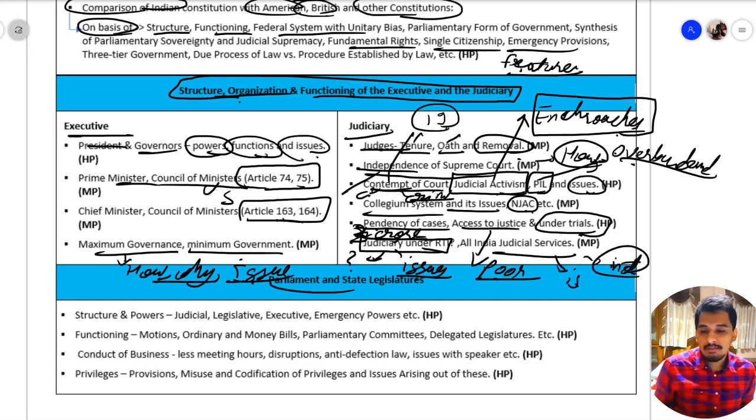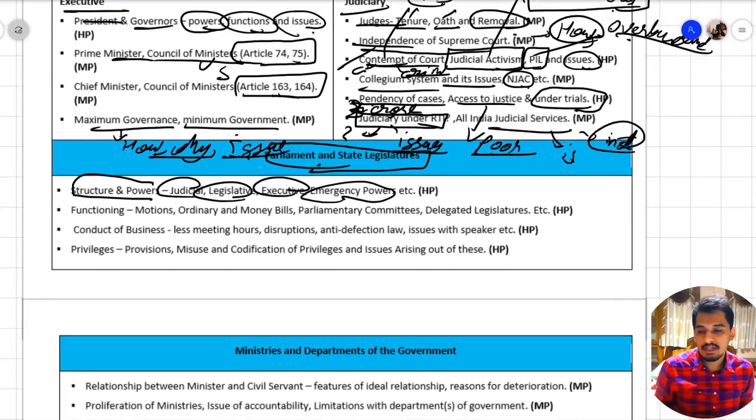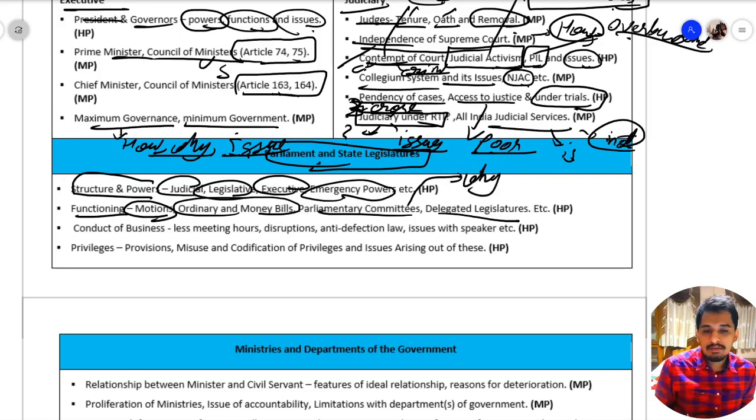Then we have Parliament and state legislatures. In this we should know structures and powers, the judicial power, legislative power, executive and emergency powers of Parliament and state legislatures. Then we should know about functioning. How do they function? By passing motions, ordinary and money bills, parliamentary committees, delegated legislation. In parliamentary committees we have why we need them in the first place, what the issues with respect to them are, and how they can be improved.